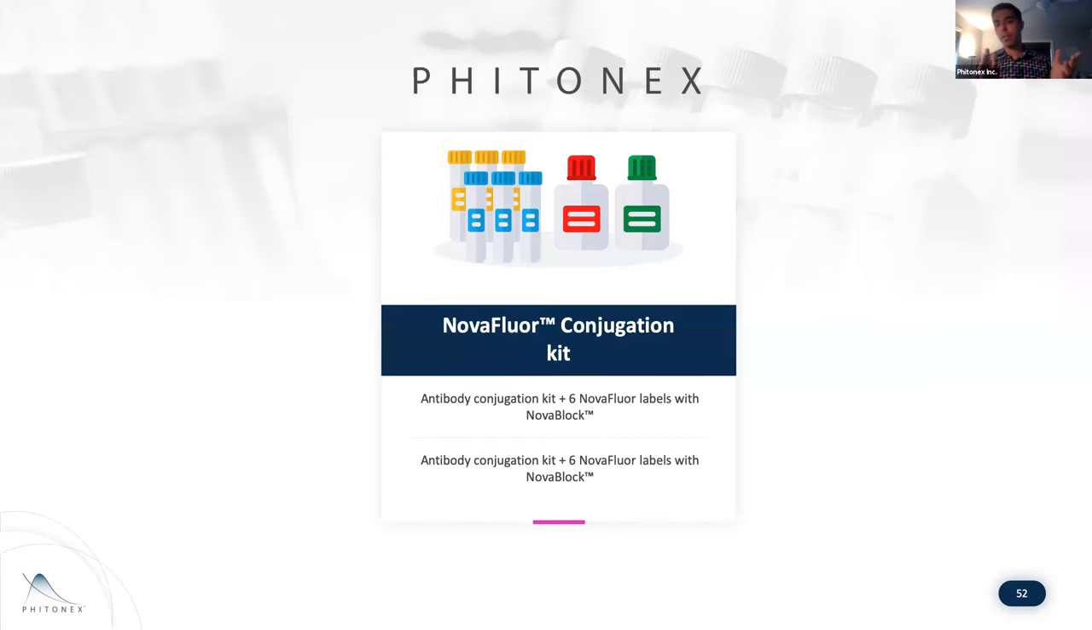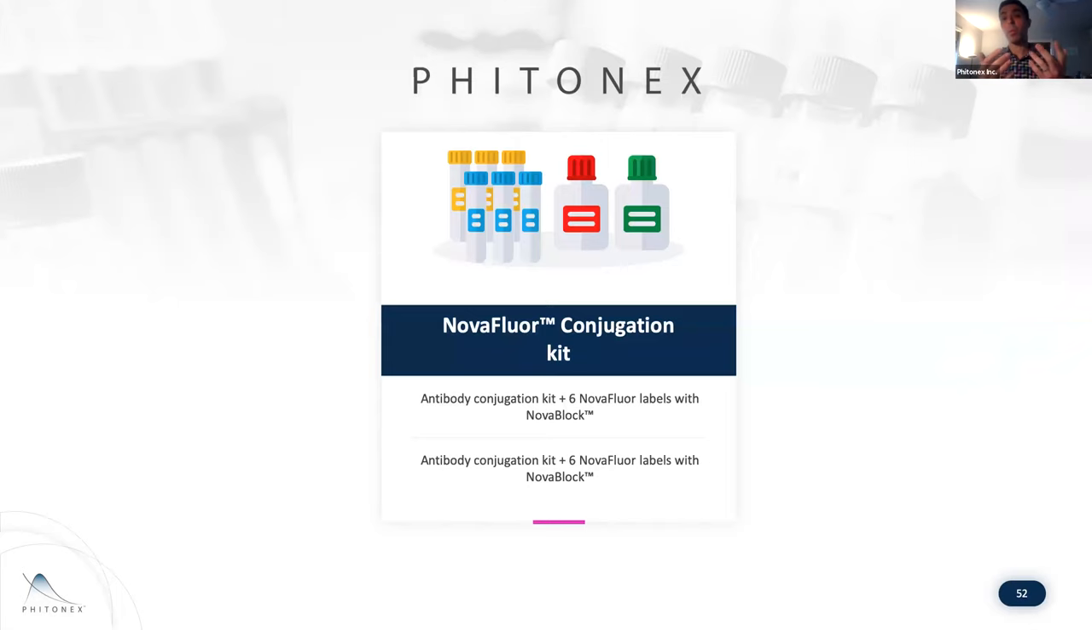Very, very low number of hands-on steps, right? It's probably about 5 minutes of hands-on time and very few pipetting steps, about four. What that enables you to do is activate an antibody, put an oligo onto your antibody, and then our labels actually conjugate directly onto that oligo. So the way we're doing this is in a 6x100 microgram format, so you can conjugate 100 micrograms of six individual antibodies.